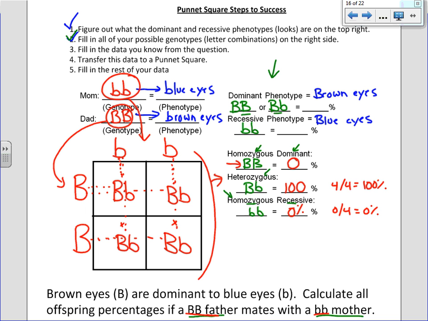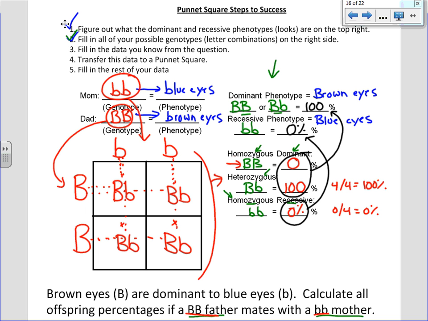Now the last step is to translate this information into the top information, and all you have to do is add them together. The top part, where it says the dominant phenotype, we know that the dominant phenotype is either big B or big B, little b. So you simply add big B and big B, little b's percentage together and write it in. In this case, 0 plus 100 is 100. And then your little b goes in the little b box here. Now you have calculated all the offspring percentages.